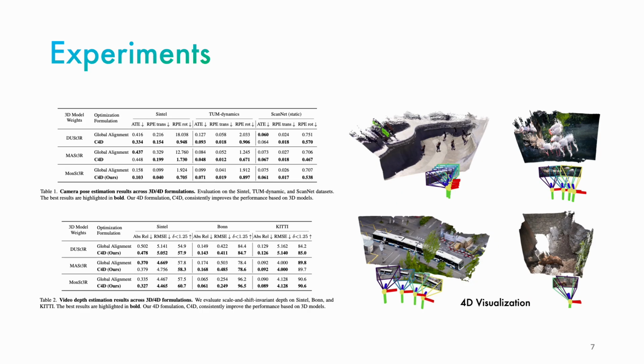We now turn to the experiments part. These tables present the results for camera pose estimation and video depth estimation on several benchmark datasets. We applied our C4D optimization framework to 3 different pre-trained 3D models and compared it against the standard global alignment baseline. The results consistently demonstrate that our 4D formulation yields substantial performance improvements across all base 3D models and datasets. The visualizations on the right display several examples of our 4D reconstructions.